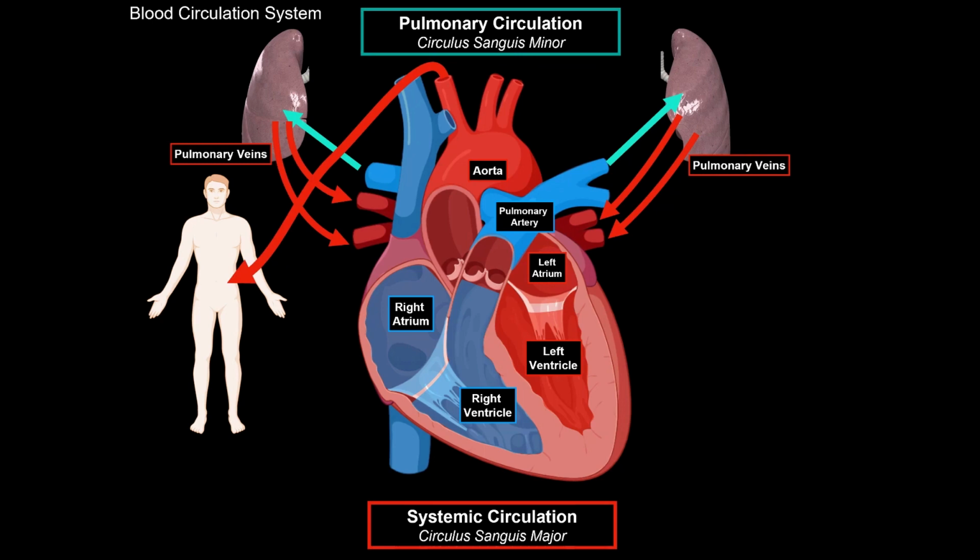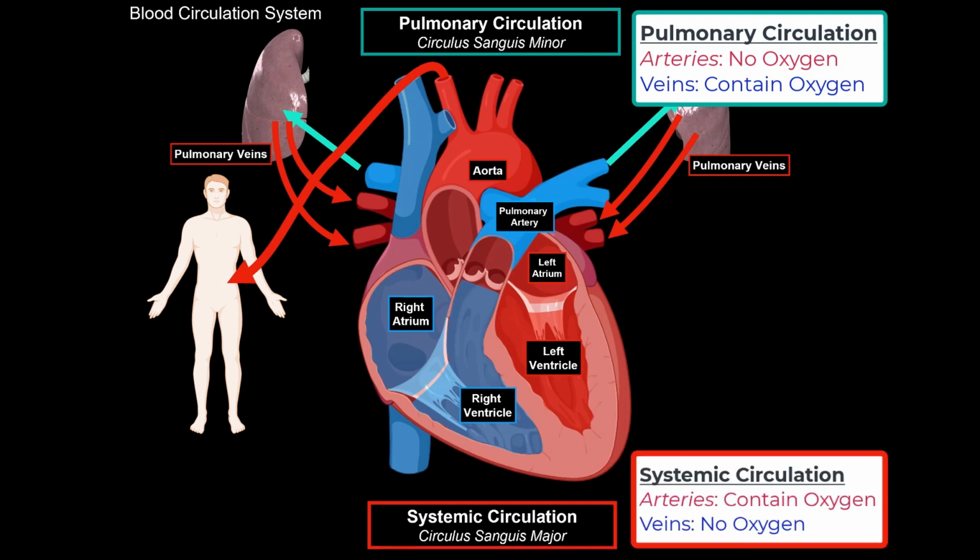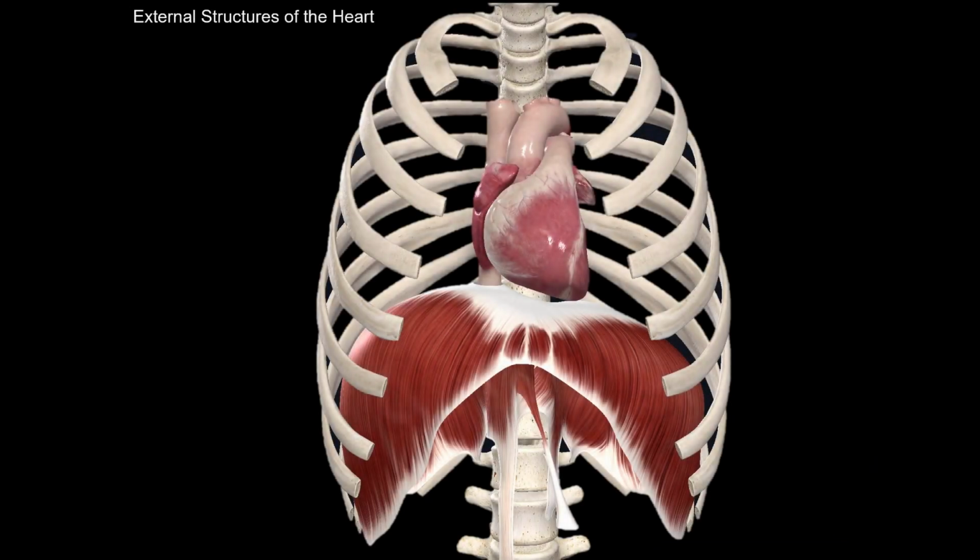And notice that in the pulmonary circulation, arteries contain blood without oxygen and veins contain blood with oxygen, opposite to the systemic circulation, where arteries contain blood with oxygen and veins contain blood without oxygen. Awesome. Let's finally start with the actual anatomy.